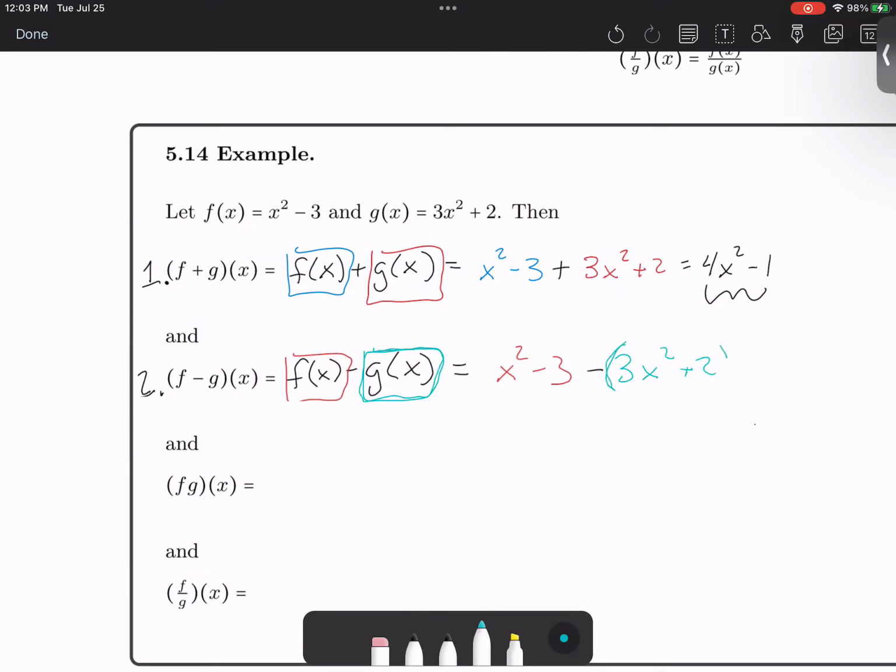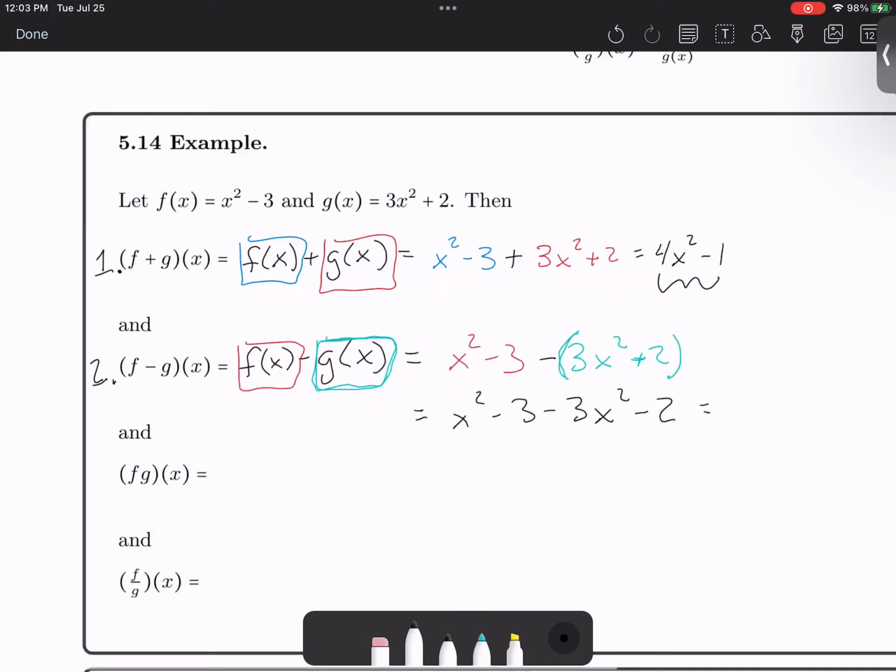So make sure to wrap that g of x in parentheses. Because otherwise, if you didn't wrap that in parentheses, you would not distribute this negative sign. So when we simplify, we've got minus 2x squareds and minus 5. So that function right there is the function f minus g for a value x.